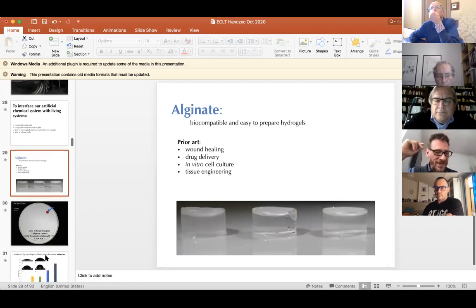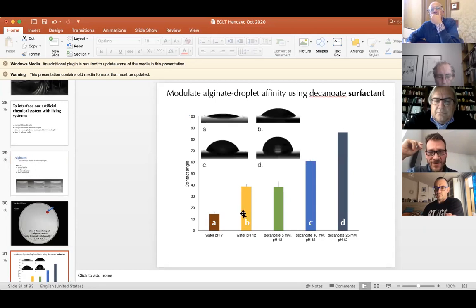So we had to play with that a little bit. And the answer was, we could play with the surface energy of this hydrogel by adding a little bit of surfactant into it. This is the same surfactant I talked about before that makes the monolayer at the interface.